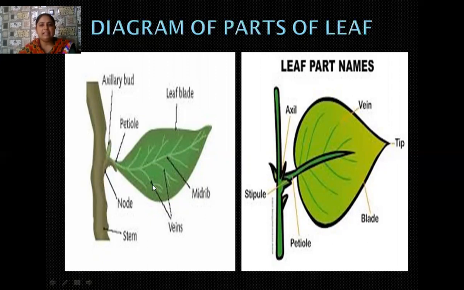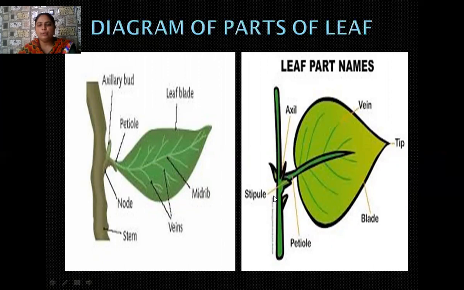And this green expanded portion of the leaf is actually known as the leaf blade or the lamina, and it has so many veins and veinlets over it. Then there are so many nodes present on the stem. The main vein that is present in the lamina is known as the midrib, and so many other veins arise from this. So this is the tip of the leaf. So many veins are there in the other picture. Axil, we have axillary bud.